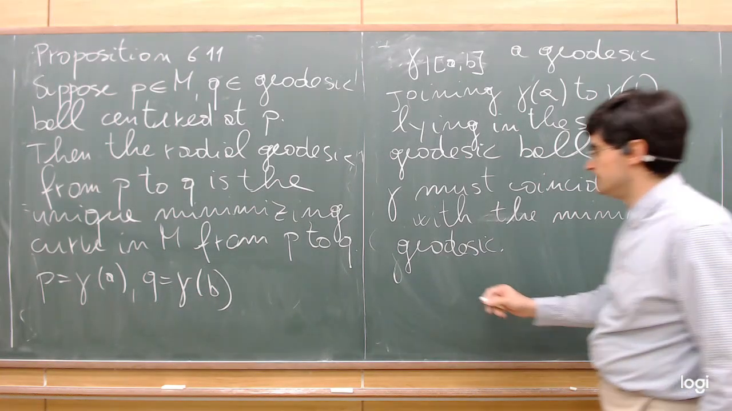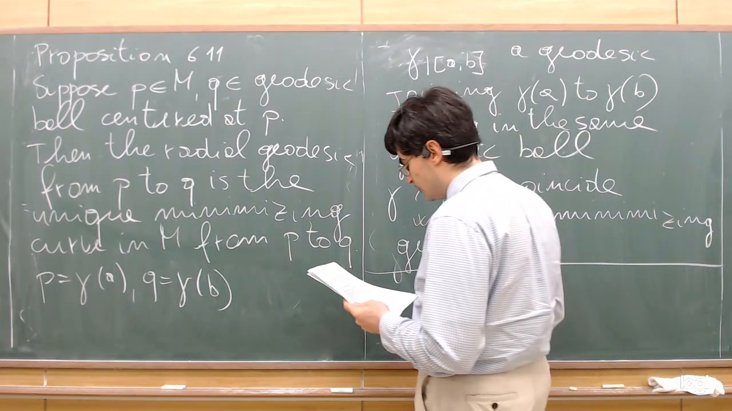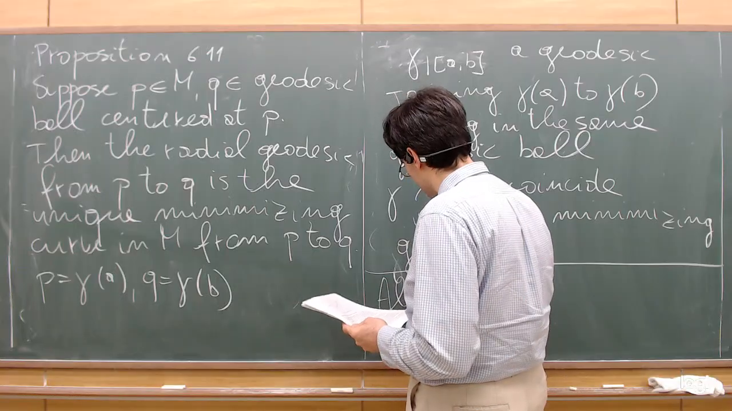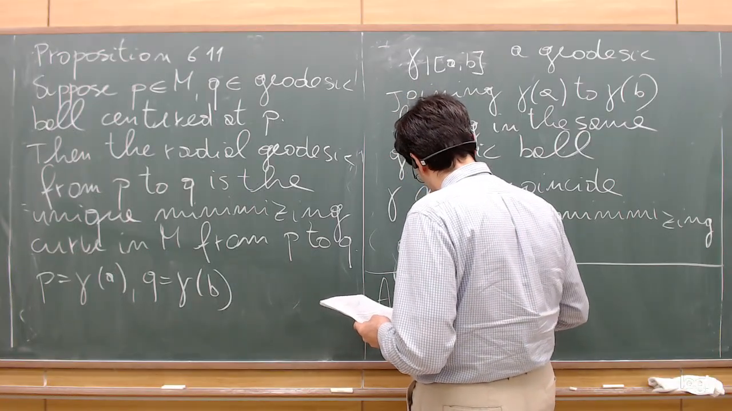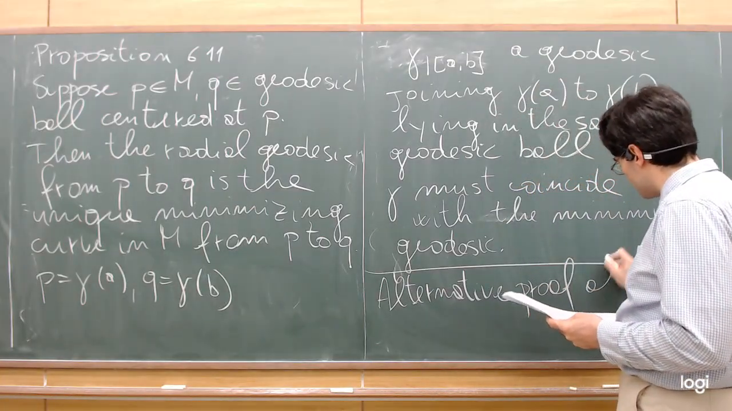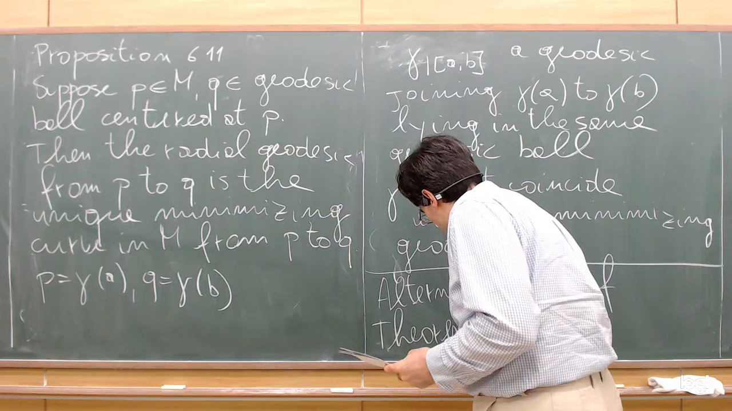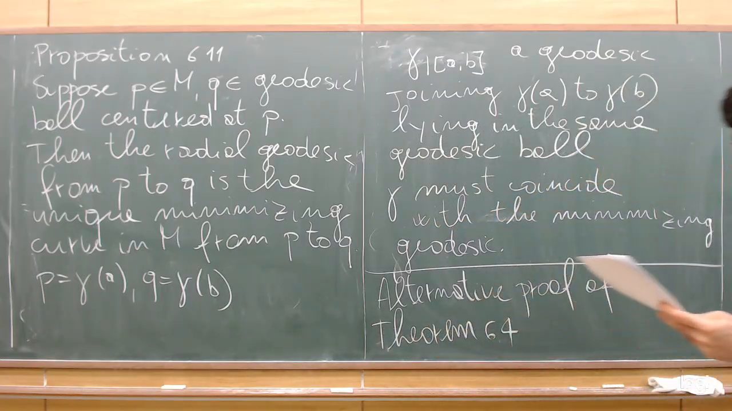Using the argument of this proof, you can give an alternative proof of a theorem, precisely theorem 6.4, which says that every minimizing curve is a geodesic if parameterized by arclength. I will leave the details to you.